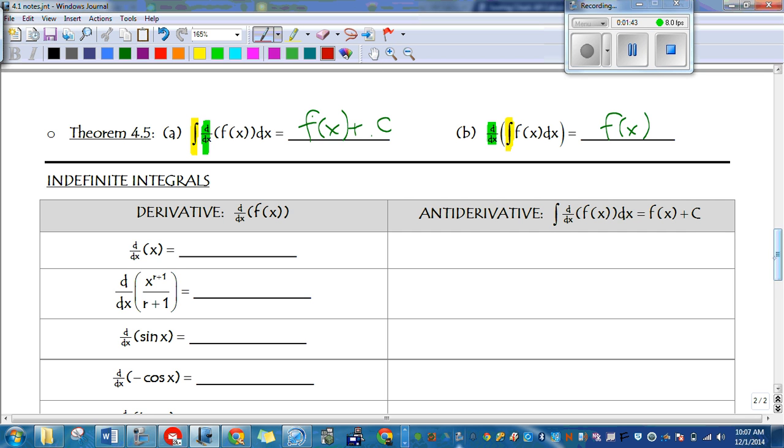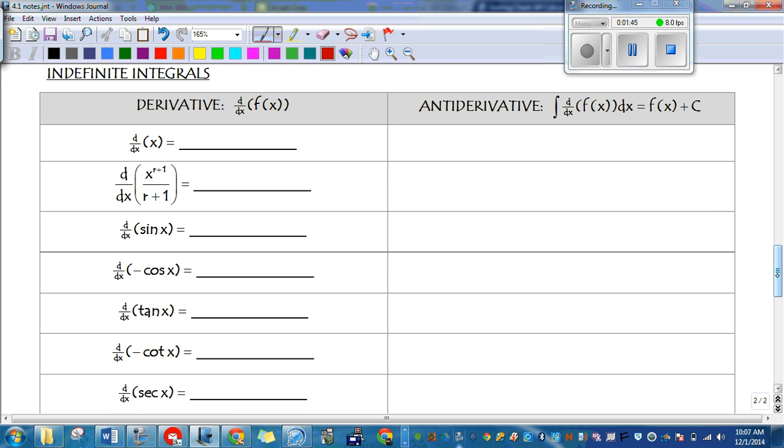But let's take a look down here. This table is full of things that you're going to need to remember and just kind of memorize. First one, derivative of x. Kind of like what we were doing on the last page. What's the derivative of x? 1. Thank you. Take those brains out of hibernation.